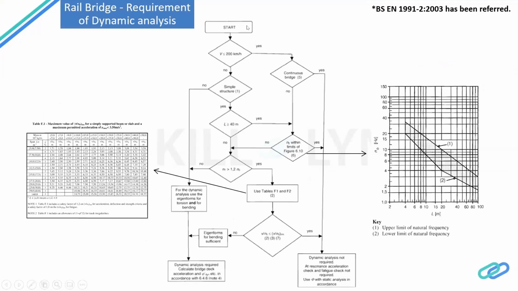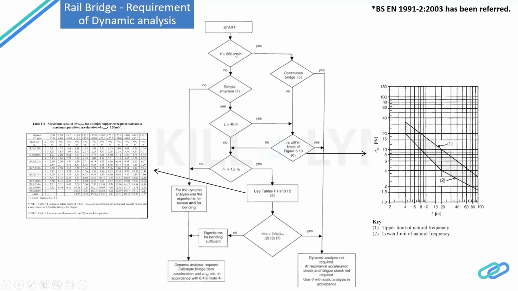If you start with this one, if the speed of the train is less than 200 kilometer per hour, then we need to check whether the bridge is continuous or not. If it is continuous, then dynamic analysis is not required, and we can use the static formula to compute the dynamic factor. But if it is not a continuous bridge, then we need to refer to this chart and check whether the natural frequencies are within the upper bound and lower bound. If it is within that, then also the dynamic analysis is not required. But if it is outside that, then the dynamic analysis is required. This is for the case less than 200 kilometer per hour.